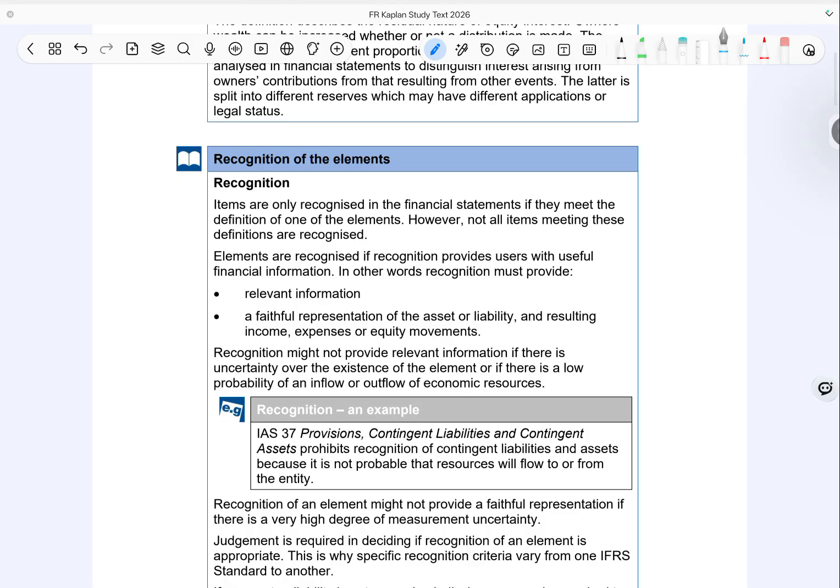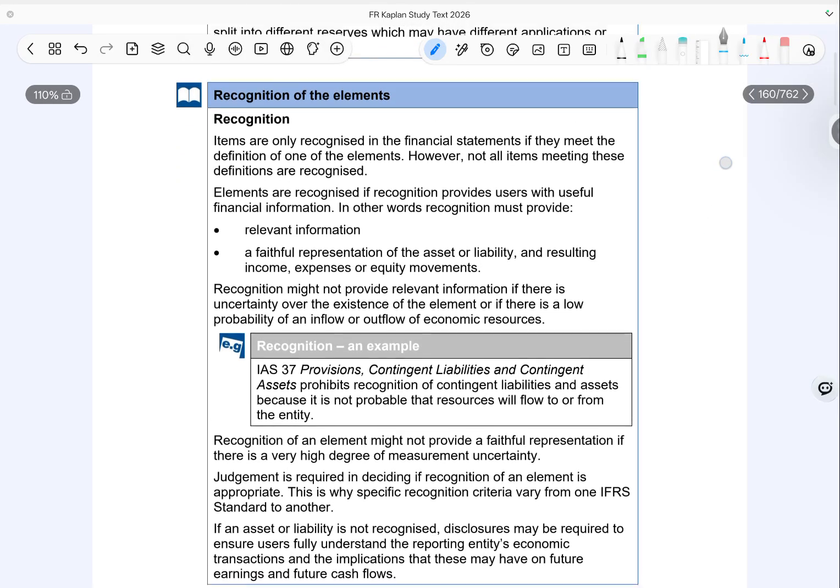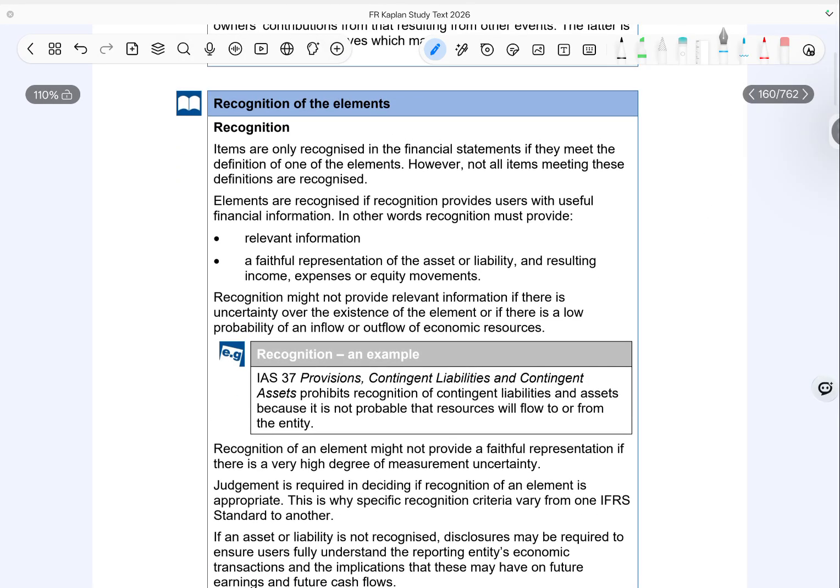So when is an item recognized? An element is recognized only if doing so provides useful information. This means that the recognition should provide relevant information. The information should help users make decisions. If there's a lot of uncertainty about whether the assets or liabilities even exist, recognizing it may not be useful. Similarly, if it's very unlikely that economic benefits will flow into our business, recognition may not be appropriate.